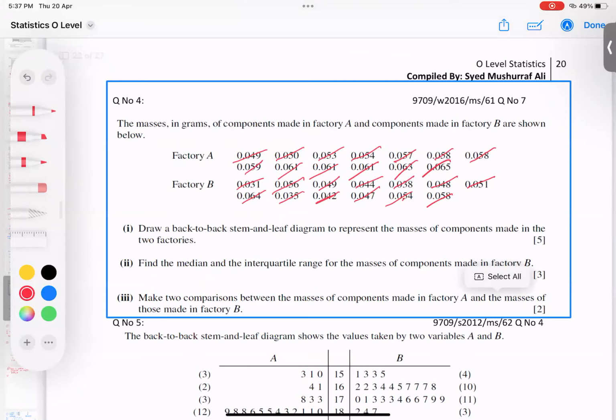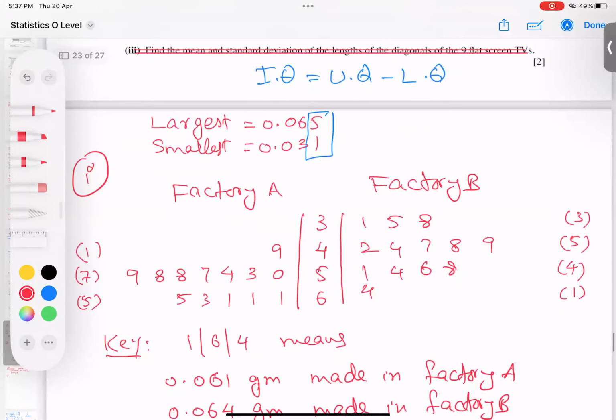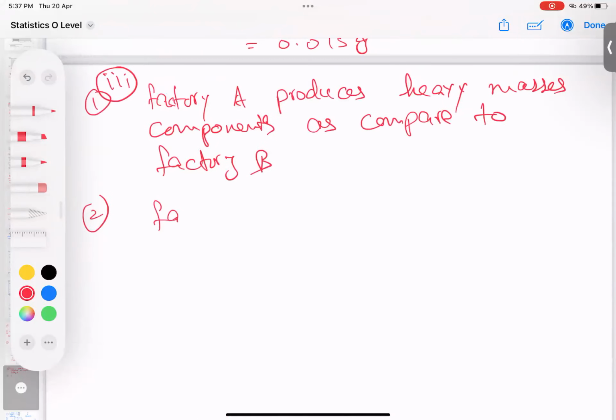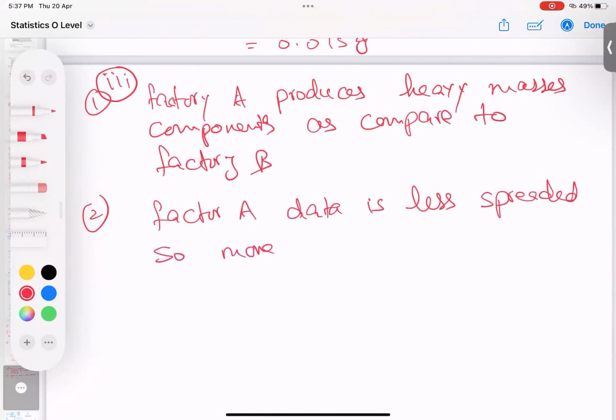Because he's asking for two comparisons. Here data is more spread. Here data is less spread. So here the interquartile range is more, and here the interquartile range is less. You can say that factory A data is less spread, so more consistency in production.